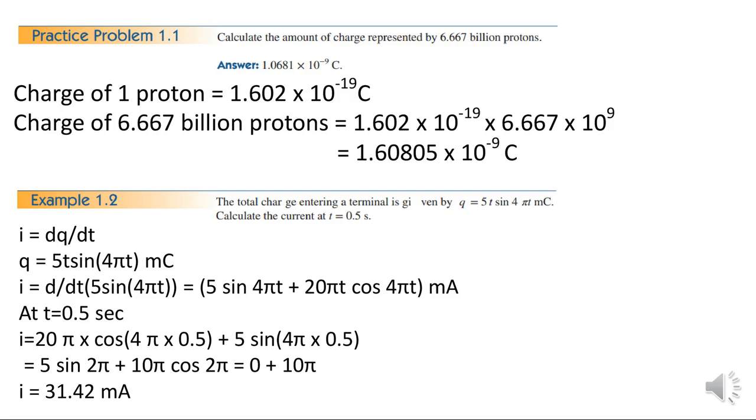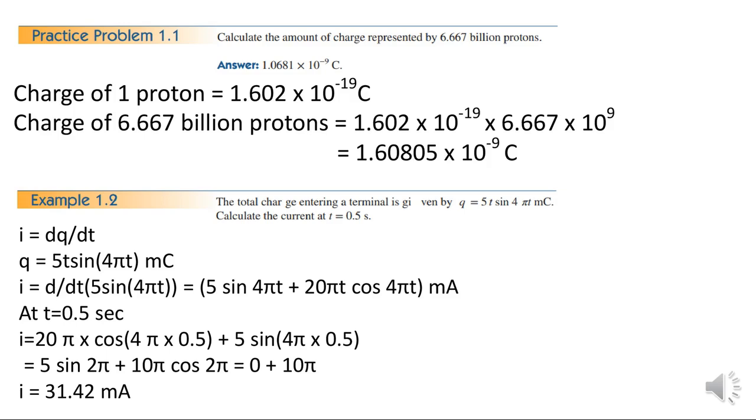So, the charge of 6.667 billion protons is the charge of one proton multiplied by that many protons, which is 6.667 × 10^9 multiplied by 1.602 × 10^-19, which implies the answer is 1.60805 × 10^-9 coulombs. Coulombs is the unit of charge. Charges are measured in coulombs.